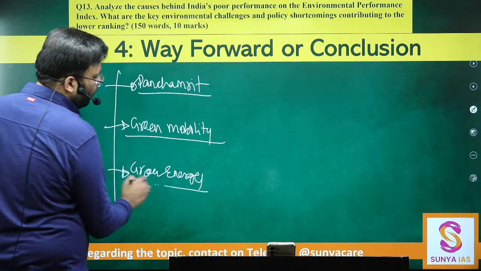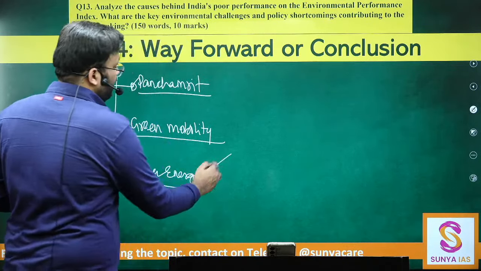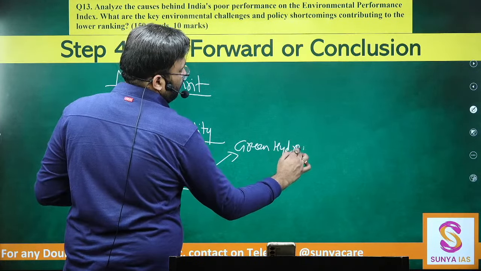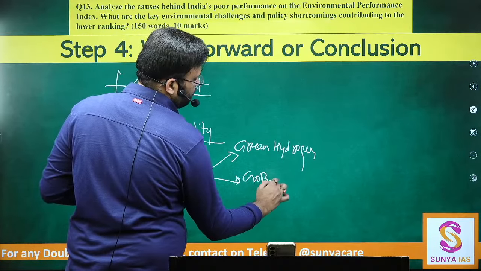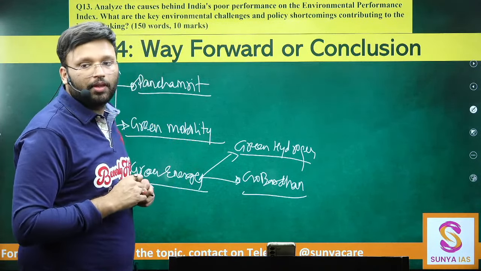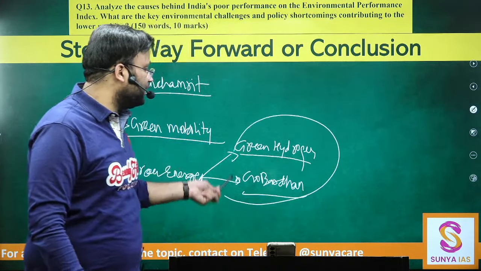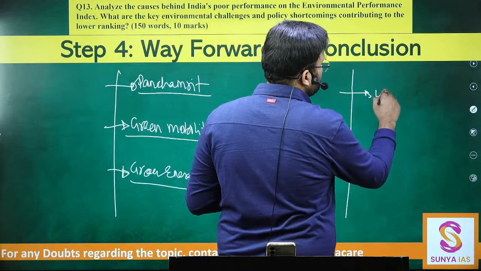Now energy in what form? Energy is there in all forms. For example, we are talking about green hydrogen. We are talking about the Gobardhan scheme. Again, all these schemes were there in your budget 2023. Waste to energy plants.